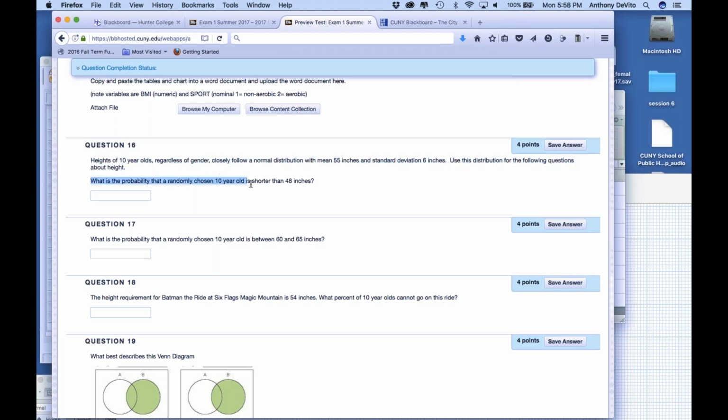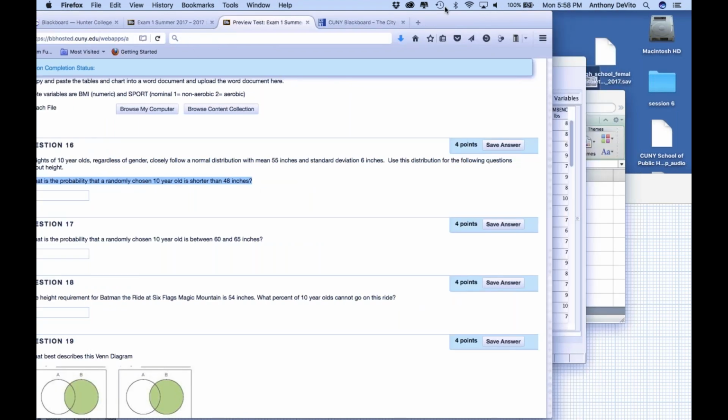What's the probability that a randomly chosen 10-year-old is shorter than 48 inches? Well, like I've suggested to you before, you should consider sketching this stuff out. Let me connect my tablet here so I can write. And this problem and the ones that follow it are really the real reason I wanted to go over this, because these normal distribution problems and these Z-table problems are going to follow us around for the rest of the semester as we apply this to sample analyses.